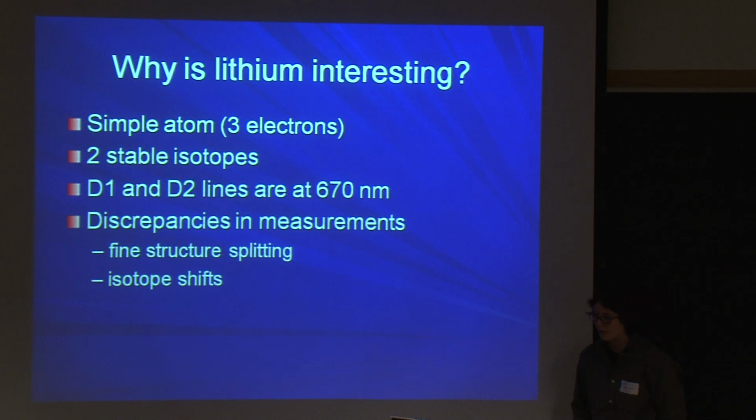And the D1 and D2 lines, which are what we're studying, are at 670 nanometers, which is a really easy wavelength to make in the lab. And there's a lot of discrepancies in measurements that have been made of the fine structure splitting and the isotope shifts. So we're trying to make an experiment to help resolve some of these discrepancies.